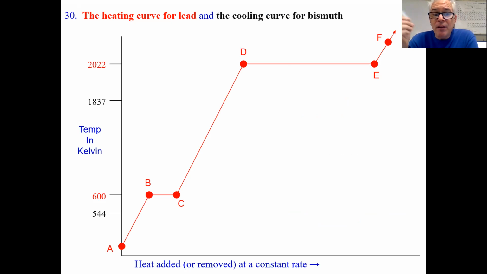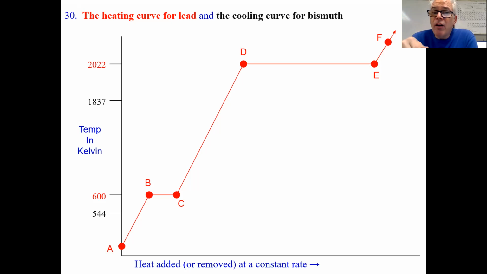It goes up to the melting point and gets flat. And then from C to D, it gets heated up until it reaches what's called lead's boiling point. And from D to E, the temperature stays constant because all the energy I'm adding is going to blow it apart into a gas. And then once at E, we're all gas lead, and we can heat it up even more. Take it to the sun and make it 1,000,000 Kelvin.